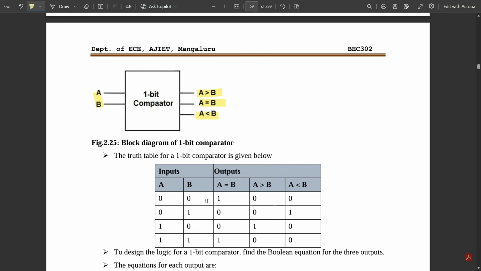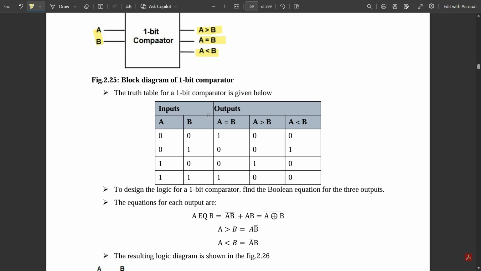Okay, in a magnitude comparator, these are the three strict conditions which you need to follow. So the truth table of a one bit comparator is given here. First, inputs A and B: since there are two inputs, the total combinations are four, and the outputs are A equal to B, A greater than B, and A less than B.